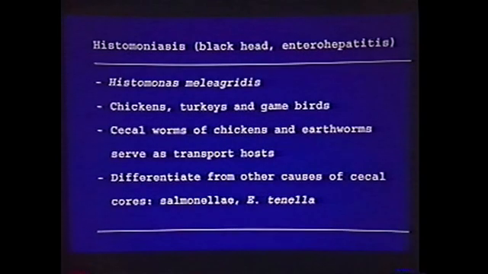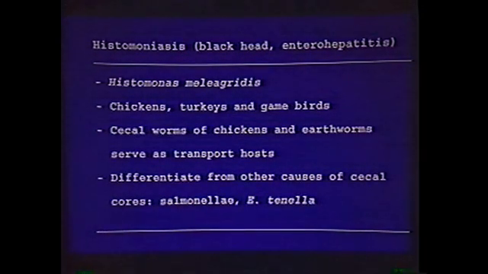Histologically, it is a section of the cecum, a little bit of normal one. You can see an ulcerated area in here. You can see these clear spaces with these round pink bodies. These are the parasites, the protozoa, that is Histomonas meleagridis.